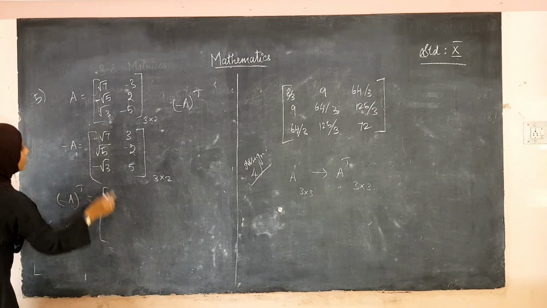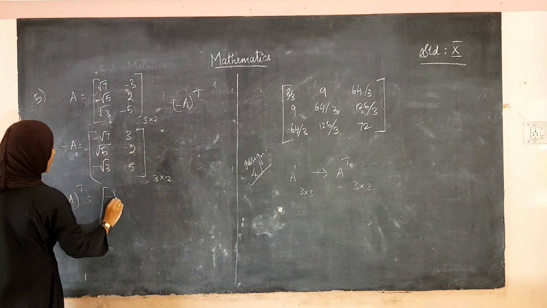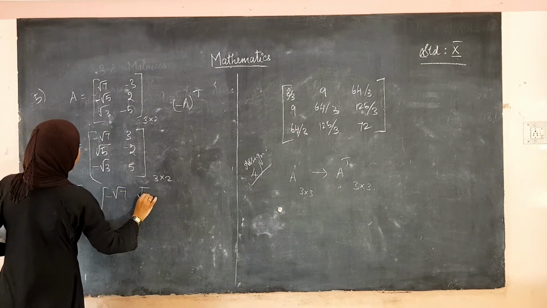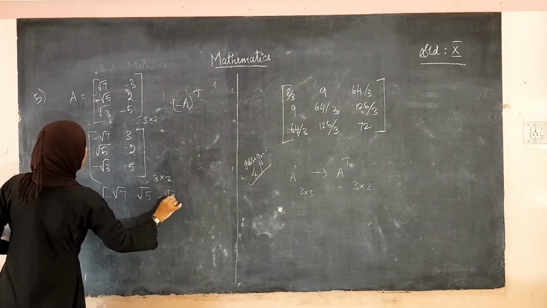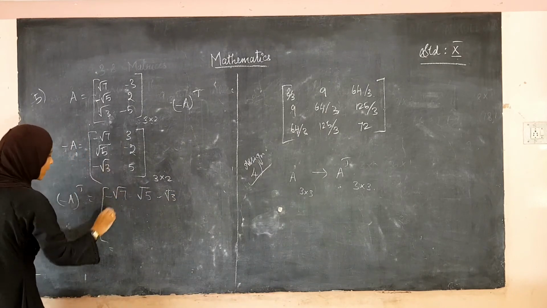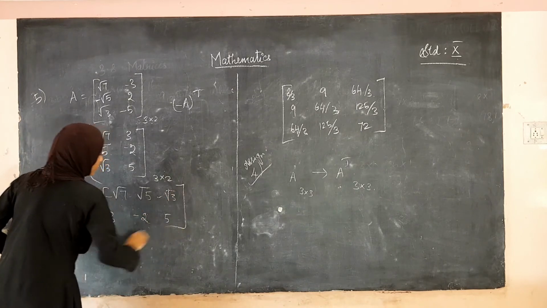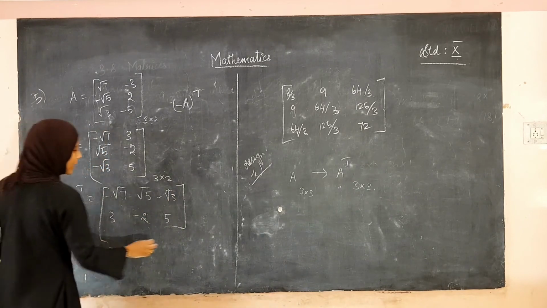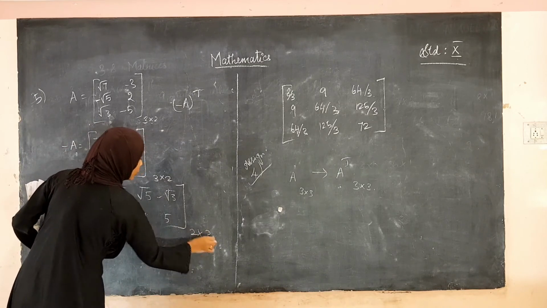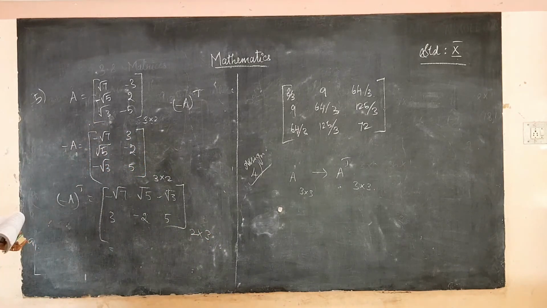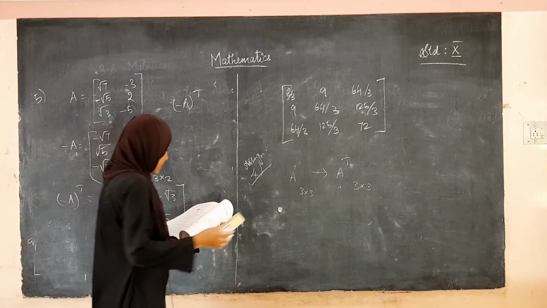So what happens? This column becomes the row: minus root 7, root 5 and minus root 3, and this column becomes the second row. This is 3, minus 2 and 5. So what is the order of this matrix? 2 rows and 3 columns, 2 cross 3. Okay, this is the required answer. See the sixth sum.